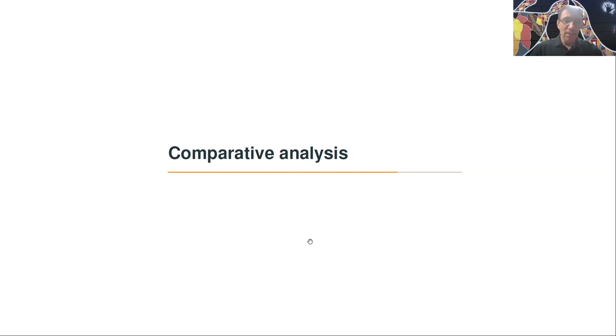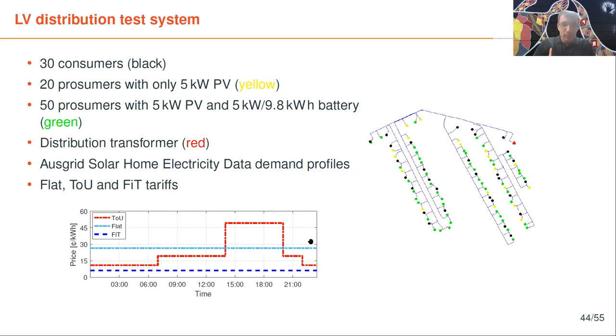Okay, so I will conclude this with a comparative analysis. We used a low voltage distribution network model consisting of 100 customers. 30 customers didn't have any DER, so these are the ones in black. The green ones had PV and battery systems, whereas the yellow ones had PV only. And the prices we used again are the time of use, which is this one in red, flat tariff in blue, and dark blue is the feed-in tariff.